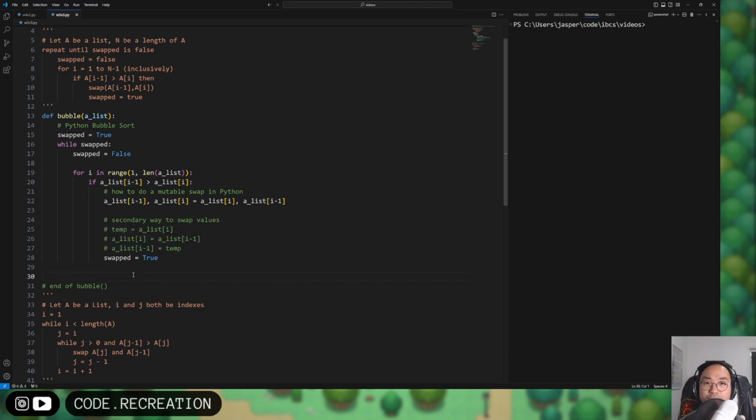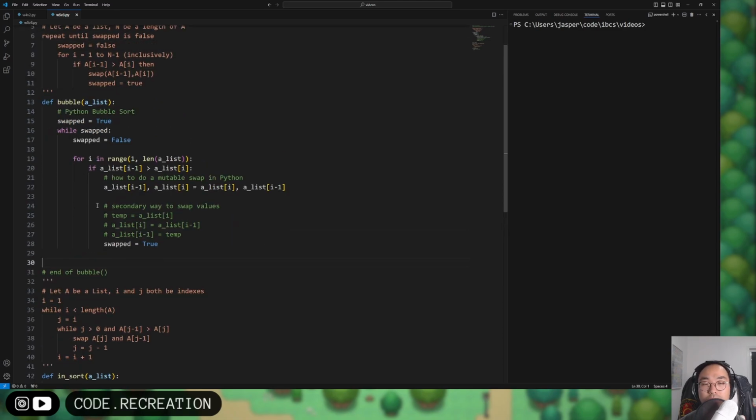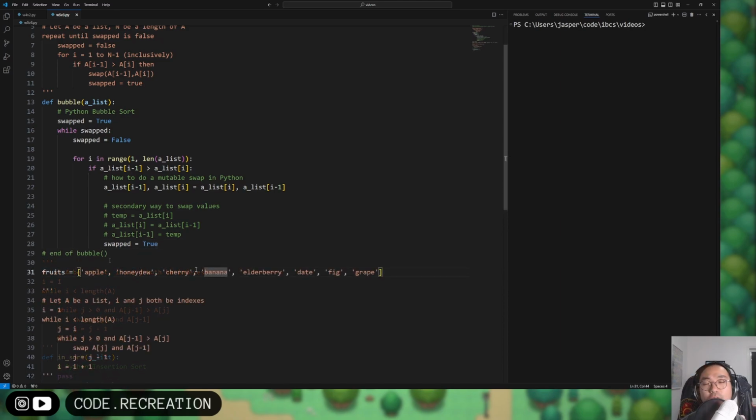Okay. And now what we can do is test our function. We can test our bubble sort function by running it on an unsorted list. Okay, so at this moment, I have created a variable called fruits.